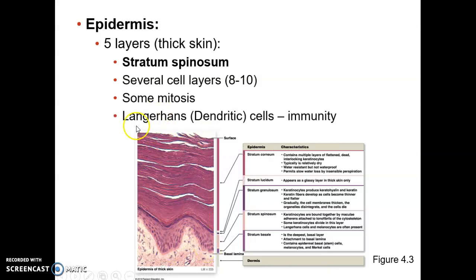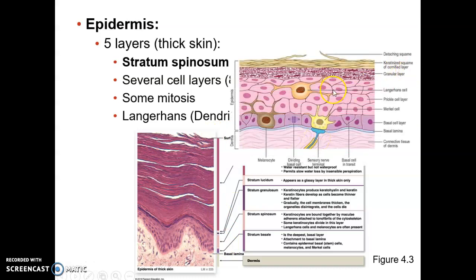There are also what are called Langerhans or dendritic cells that roam around in the stratum, and they serve immune function, looking for pathogens and will destroy them. And here's a Langerhans cell or a dendritic cell, and it just wanders around looking for potential pathogens like bacteria that might have entered via a scrape or a cut or a wound into the skin.